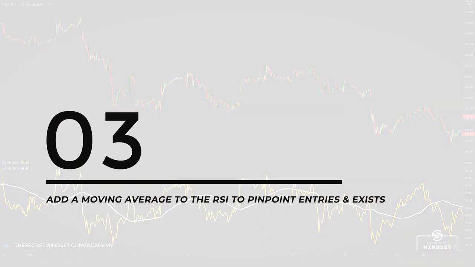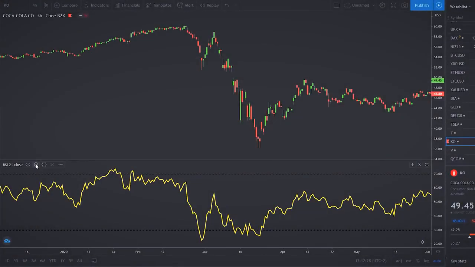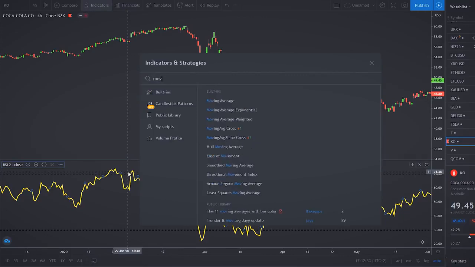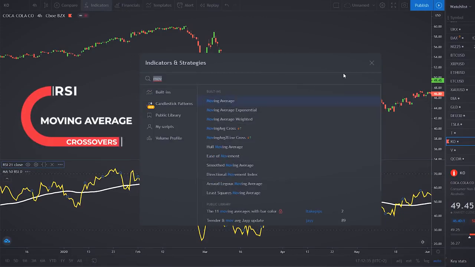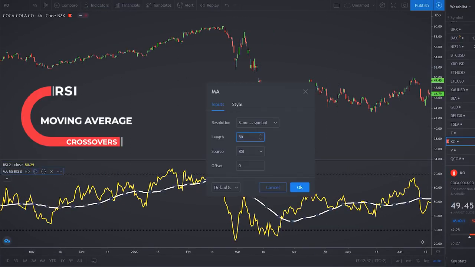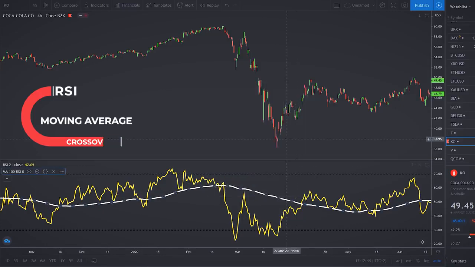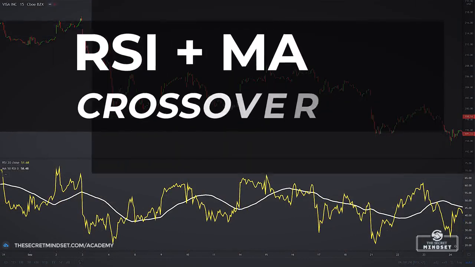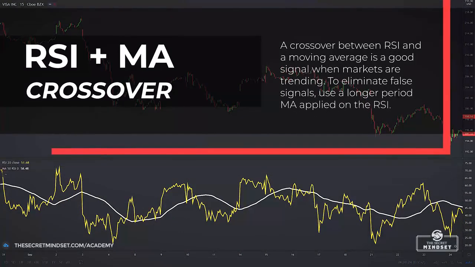Number 3. Add the moving average to the RSI to pinpoint entries and exits. The RSI can be used to provide entry signals during a trend, and to get the signals, a moving average is applied to it. Once you add a moving average on the indicator, you can take crossover signals, but not blindly. Again, consider market context, add the major levels on your chart, and take the signals in the direction of the main trend. A crossover between the RSI and the moving average is a good signal when markets are trending. When price is in a range, this approach would lead to a lot of false signals.